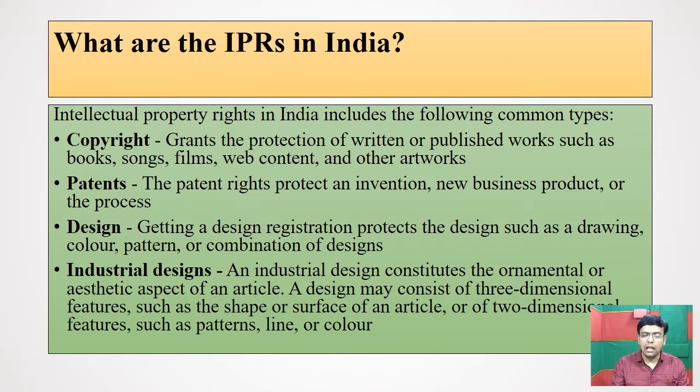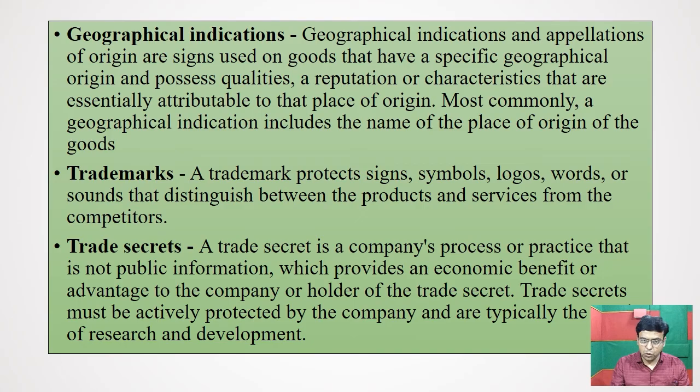In industrial design, an industrial design constitutes the ornamental or aesthetic aspect of an article. A design may consist of three-dimensional features such as the shape or surface of an article, or of two-dimensional features such as pattern, line, or color. Geographical indications and appellations of origin are signs used on goods that have a specific geographical origin and possess qualities, a reputation, or characteristics that are essentially attributable to that place of origin. Most commonly, a geographical indication includes the name of the place of origin of the good.